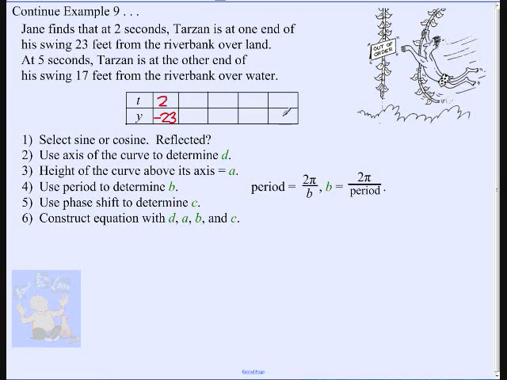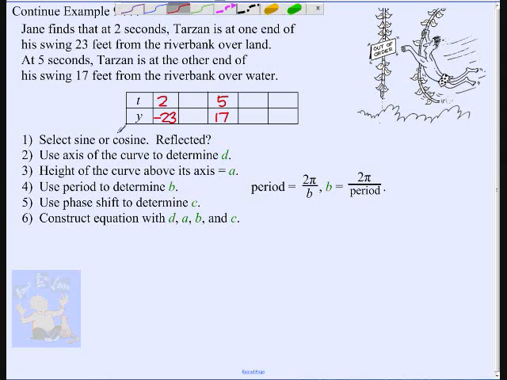And at 5 seconds, he's at the other end of his swing. A peak or a valley. I'll just leave it like I've got it right now. See what I can do with it.